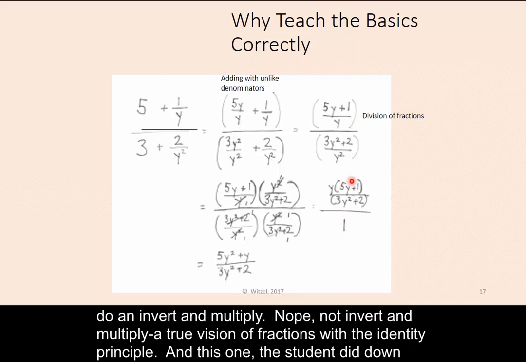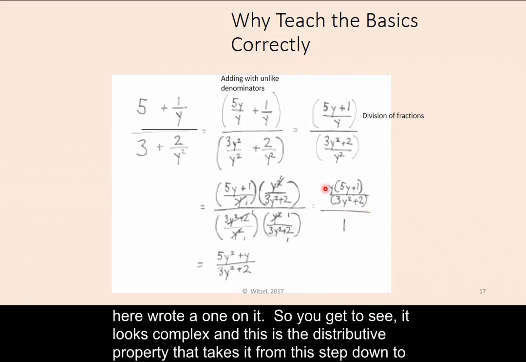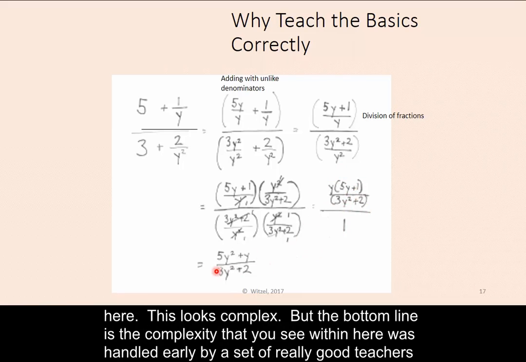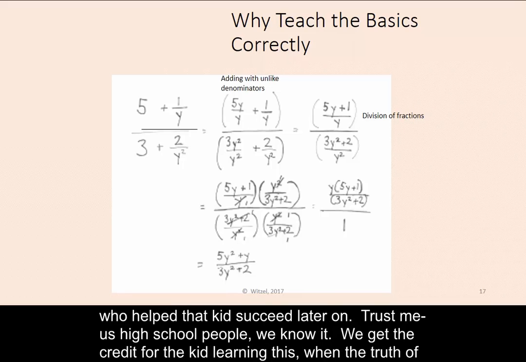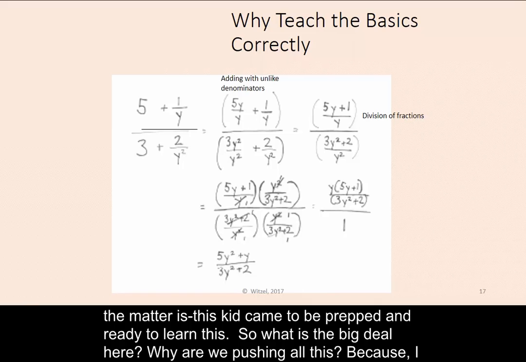So you get to see, again, it looks complex, and this is the distributive property that takes it from this step down to here. This looks complex, but the bottom line is the complexity that you see within here was handled early by a set of really good teachers who helped that kid succeed later on. Oh, trust me, as high school people, we know it. We get the credit for the kid learning this when the truth of the matter is this kid came to me prepped, ready to learn this.